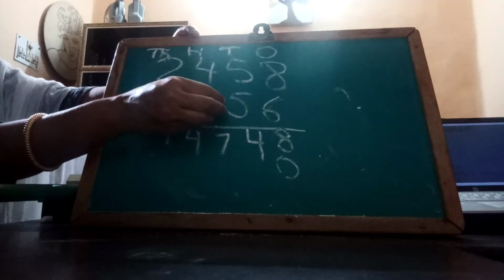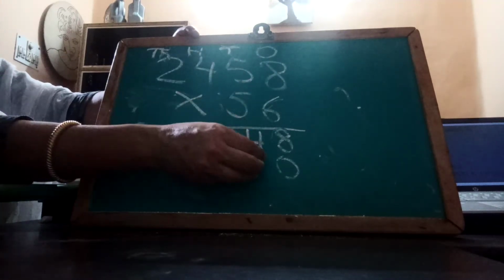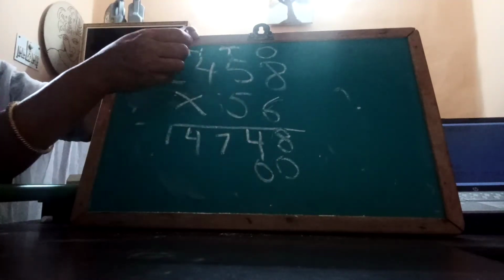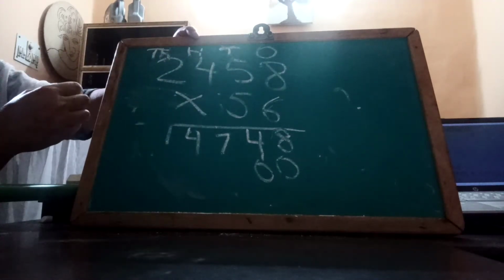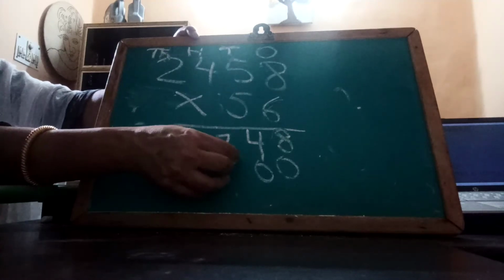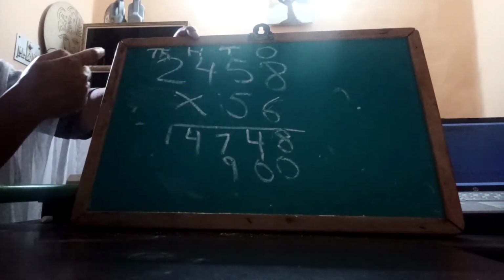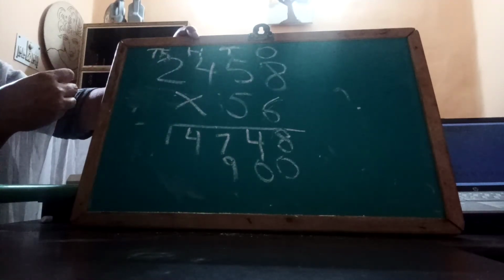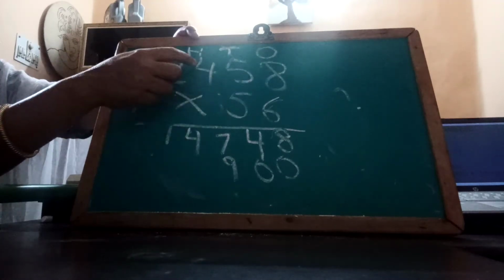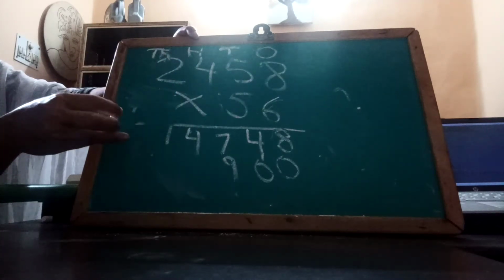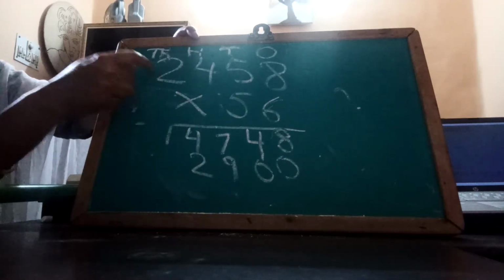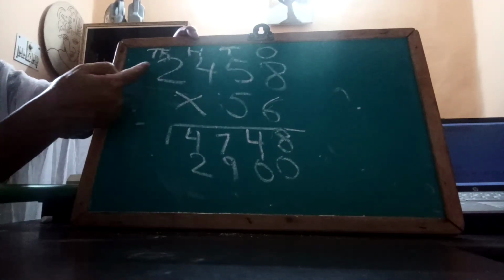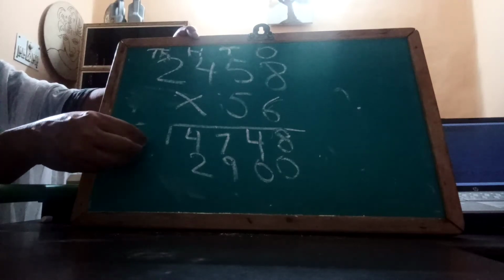Now start multiplying. 5 8s are 40. So 0, 4 carried over. 5 5s are 25. 25 plus 4, 29. Therefore 9, 2 carried over. Okay. 5 4s are 20 plus 2 which was carried over, 22. So again 2 carried over. 5 2s are 10. 10 plus 2, 12.